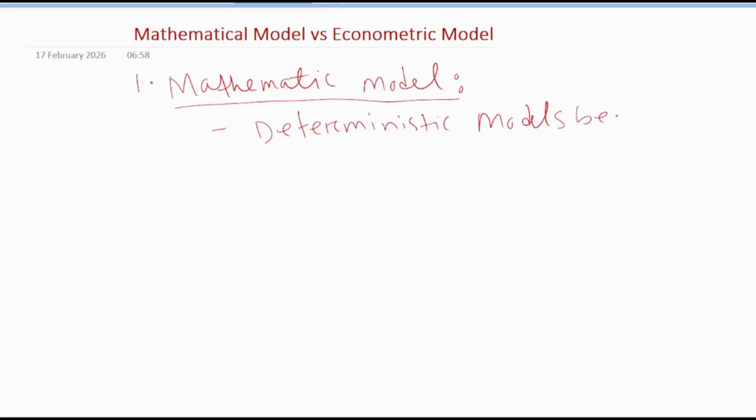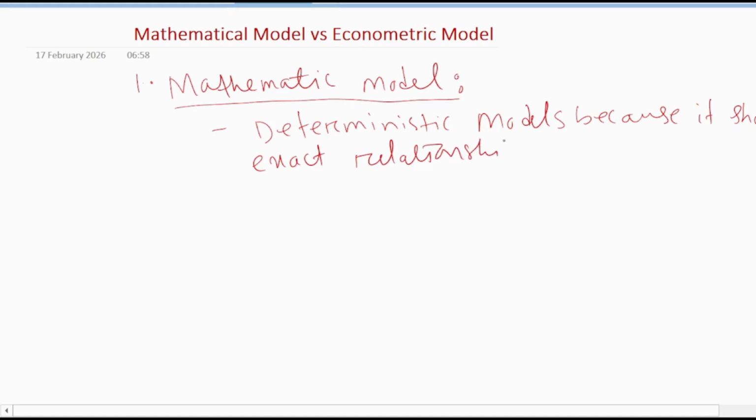Mathematical model. So these mathematical models are the deterministic models because it show exact relationship between the variables without randomness.